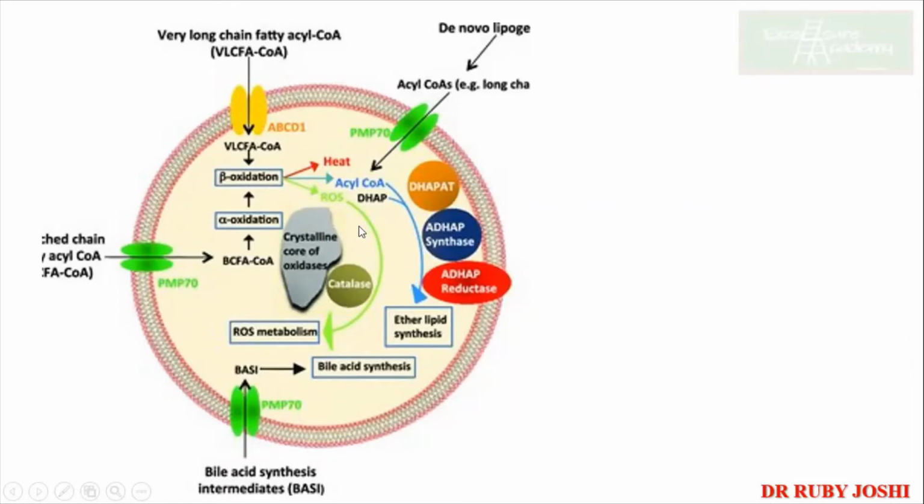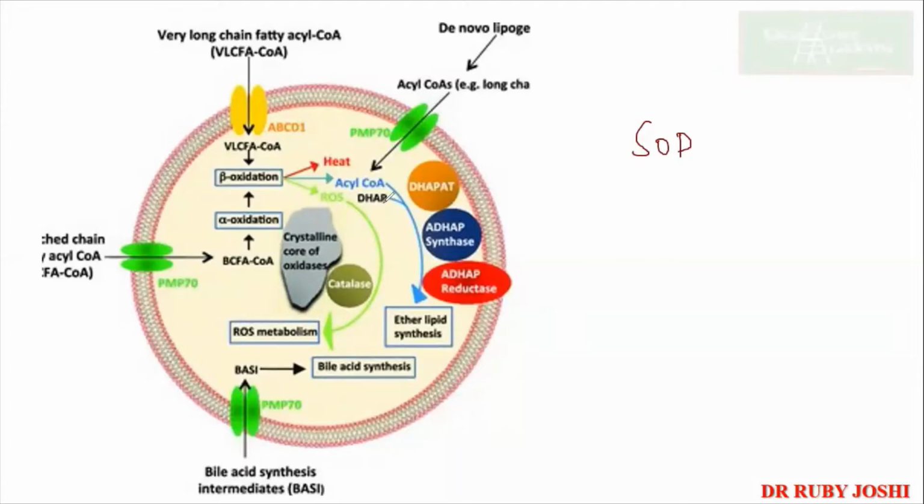This is the dense dark image we saw in the electron micrograph. It's a crystalline core of the oxidases, so they all have these enzymes present there. ROS is reactive oxygen species, and a part of it is hydrogen peroxide. It's not that only hydrogen peroxide forms; there are other radicals also which can form. So all these oxidases and others, you must have heard about SOD, superoxide dismutase, right? All these enzymes are present here and involved in ROS metabolism.